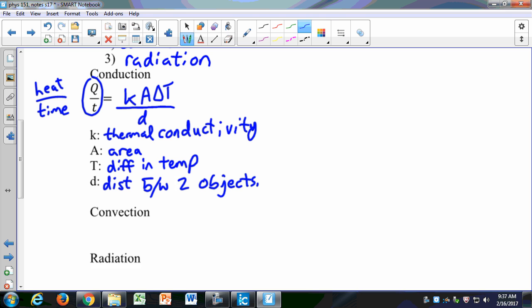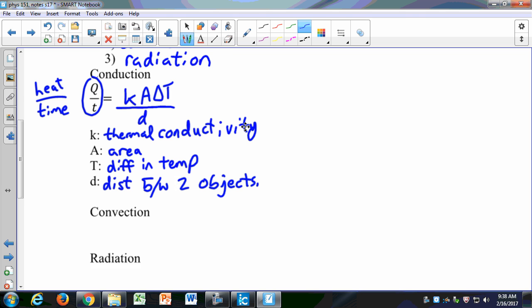So know how those different variables interplay and be able to describe to me what happens to the rate of energy transfer if I do something to one of these variables. The thermal conductivity would be changing the material, say going from a metal rod to a wooden stick, which would decrease the rate of energy transfer because wood has a lower K value than metal. The area, the distance between the objects, and the difference in temperature.